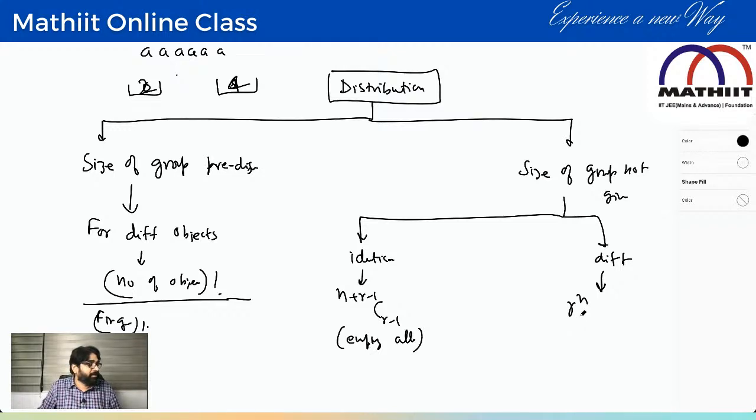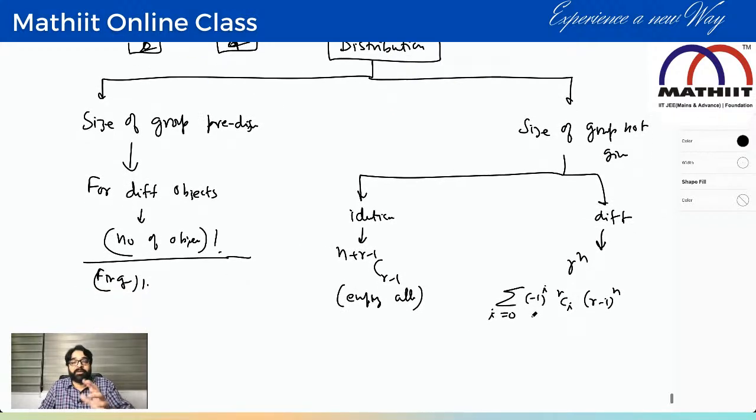Here r is the number of objects and n is the number of groups. Otherwise, sigma of minus 1 power i, n C i, (n minus i) power r. You should remember it. Generally my memory is very weak, I don't remember the formulas and all, but I know the importance of this formula. That's why I'm saying. Is it clear to everybody? This is the overall structure of the distribution. There is nothing great about it. That structure you have to keep in mind.